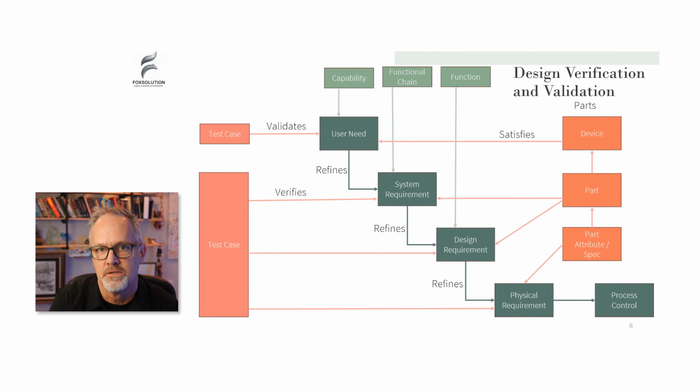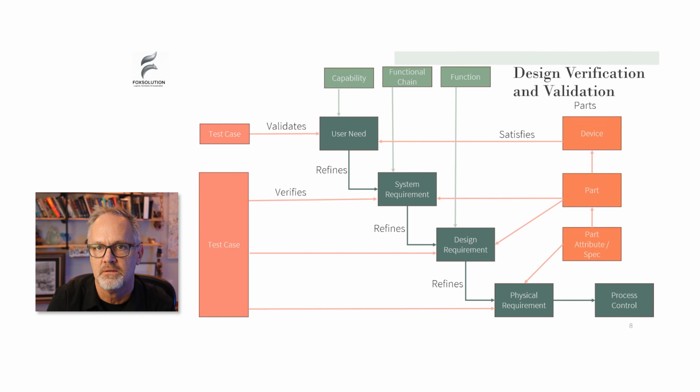Now we have the parts. So we're going to have the SKU at the high level, then parts which are broken into subassemblies, so it's both subassemblies and individual parts. And then we're going to have attributes. The parts are going to be traced into the functional requirements, the system and design requirements.